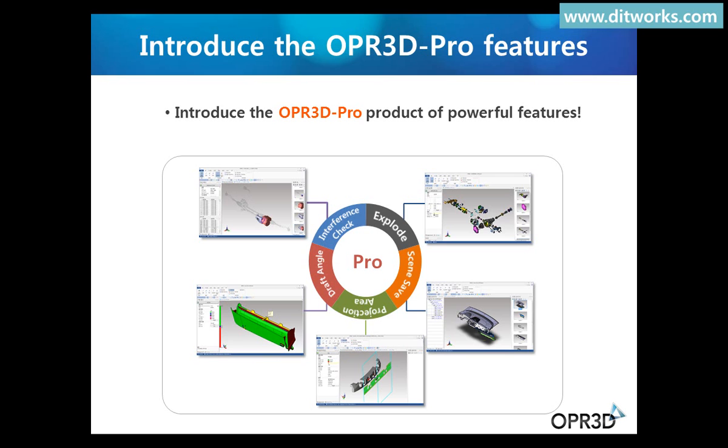Pro products can be used for many advanced features beyond the standard functions. The scene save function can be invoked when needed to save the working scene. The explode function can immediately explode a model in the axial direction and the desired direction. There is also a function to calculate the projected area, and the interference check automatically detects the interference portion between the parts.